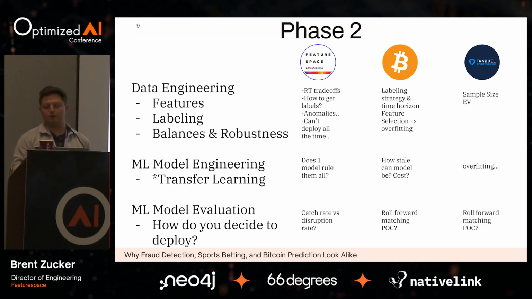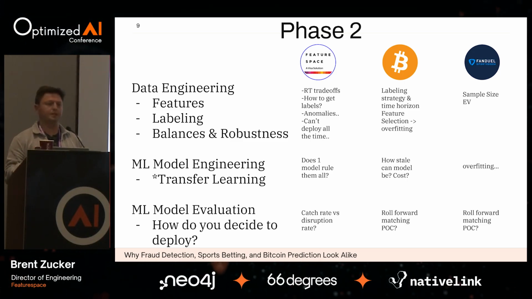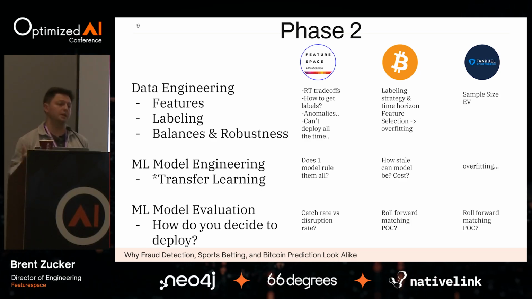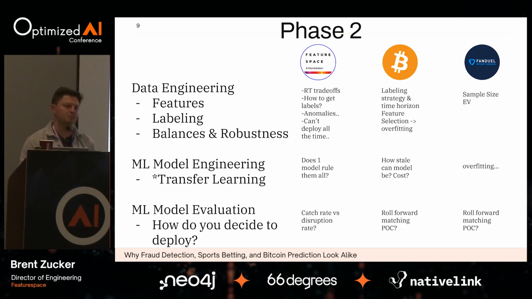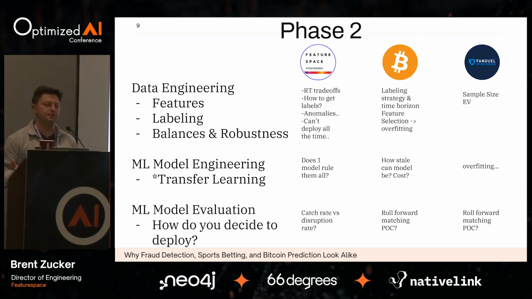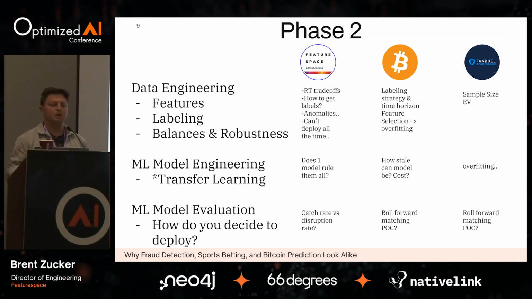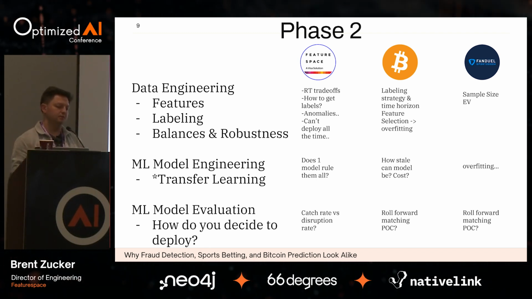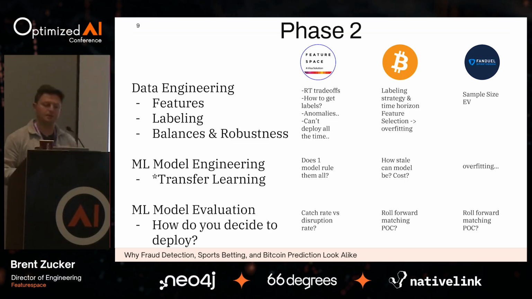Okay, Bitcoin. What's really key here is your labeling strategy. If you want to predict when something's going to go up or down, what's your time horizon? Do you care about the next hour? Do you care about the next day? Do you care about the next year? That's going to heavily impact how great your indicators are and your feature selection, et cetera.